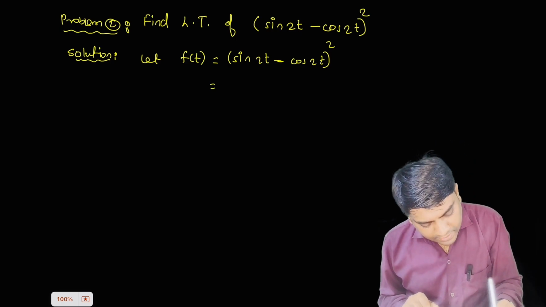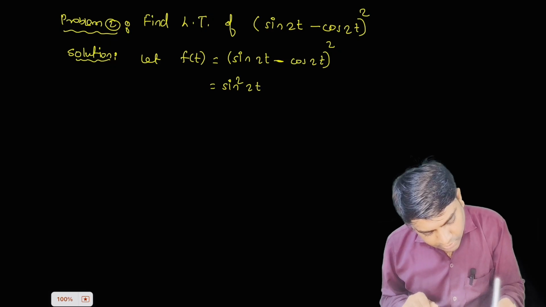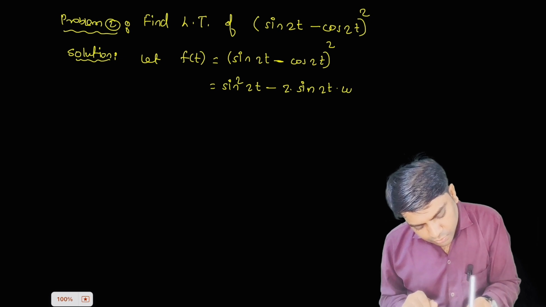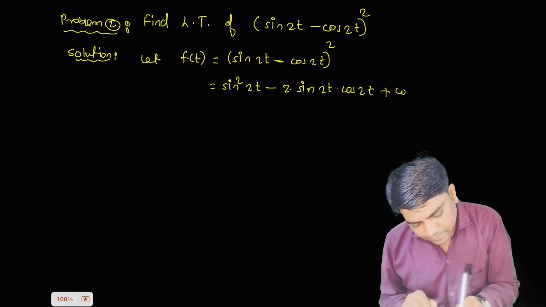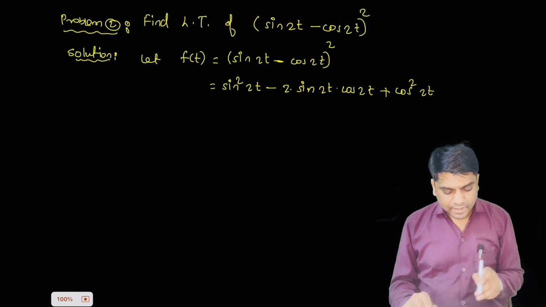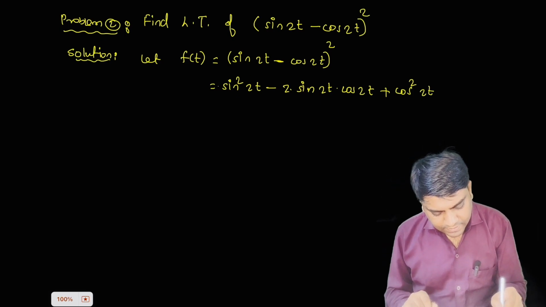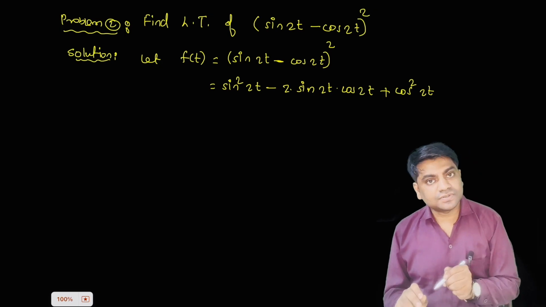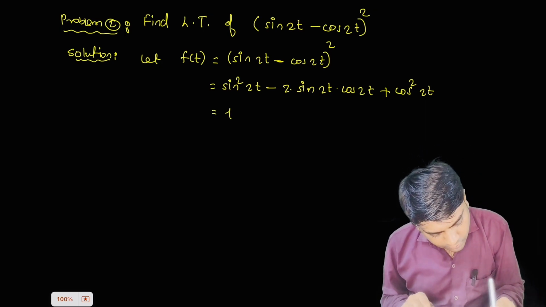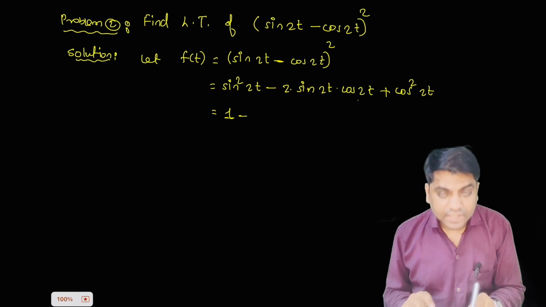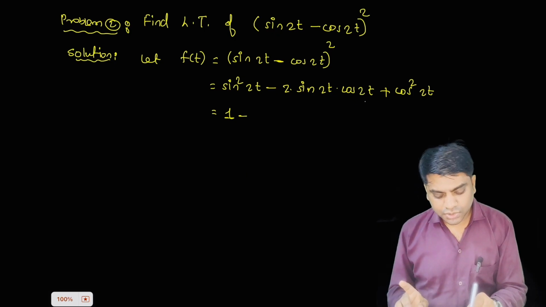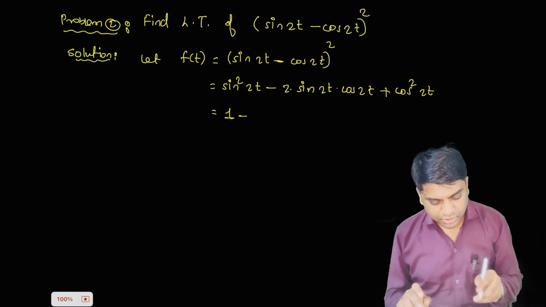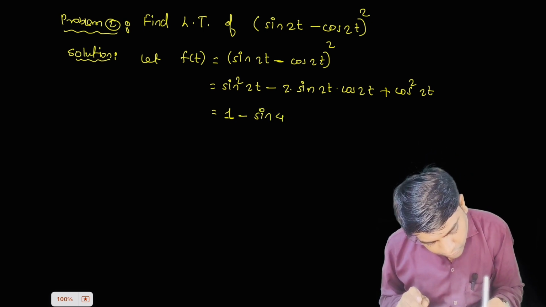So I can write here sin square 2t minus 2 into sin 2t into cos 2t plus cos square 2t. And see, the first is sin square 2t, where 2t is theta, and here cos square 2t, that is theta again, so sin square theta plus cos square theta has value 1. So we can write here 1 minus, and our expression is 1 minus 2 sin 2t into cos 2t. If we consider 2t as theta, then in the form of 2 sin theta into cos theta, which is equal to sin 2 theta, so this becomes sin 4t.